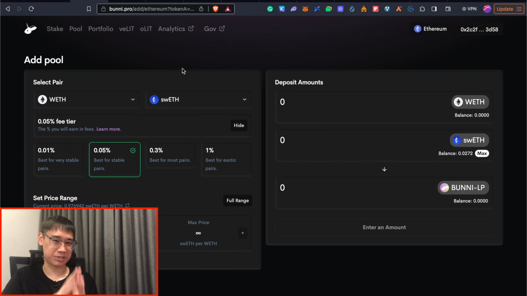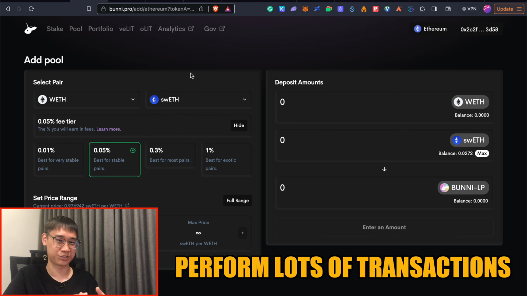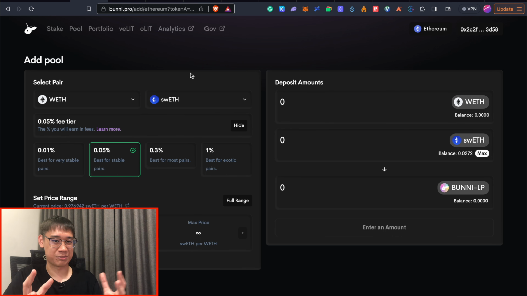It's also possible for you to deposit your funds into the SWETH and Wrapped Ethereum pool. But again, this requires you to perform a lot of different transactions on the Ethereum mainnet. So the gas fees will be pretty expensive as well. So this is another task that I decided not to do.